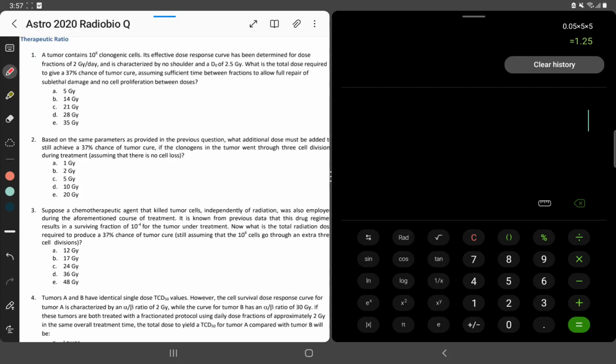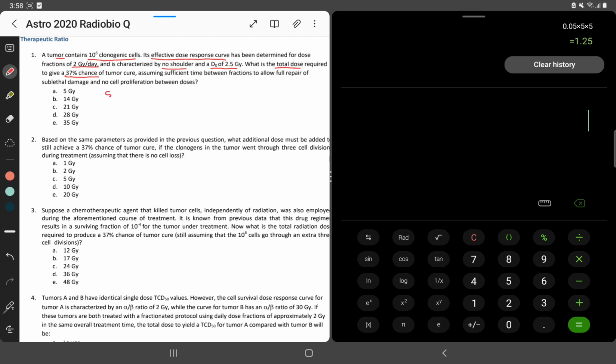So a few questions on therapeutic ratio. A tumor contains 10 to the power of 6 clonogenic cells. Its effective dose response curve has been determined for dose fractions of 2 gray per day, characterized by no shoulder, D naught being 2.5 gray. What is the total dose required to give 37% chance of tumor control, assuming sufficient time between the fractions to allow full repair of the sublethal damage and no cell proliferation between the doses?